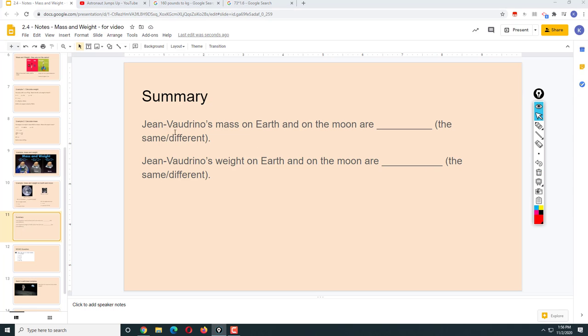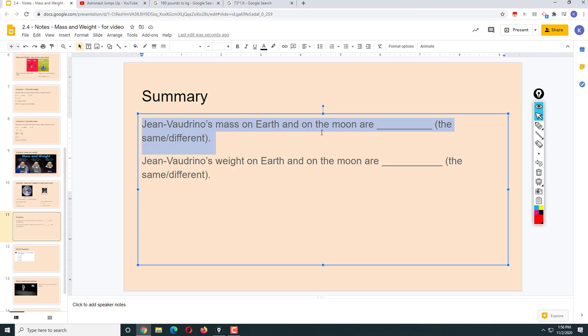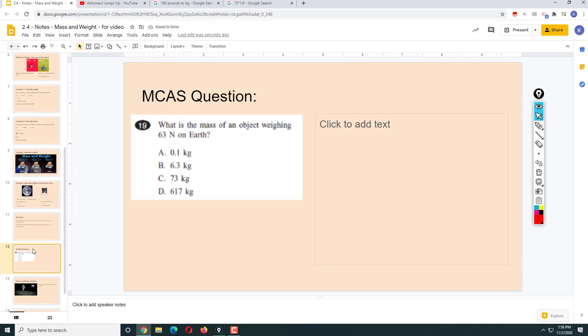To summarize, Jim Valdrino's mass on Earth and on the moon are the same. But Jim Valdrino's weight on Earth and on the moon are different. Our weight is greater on Earth than on the moon.